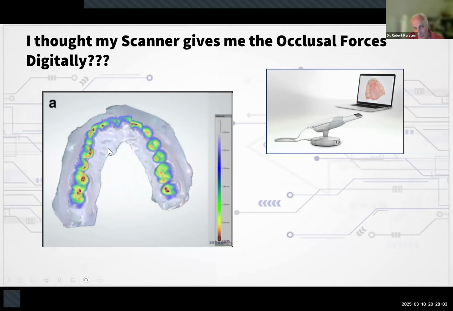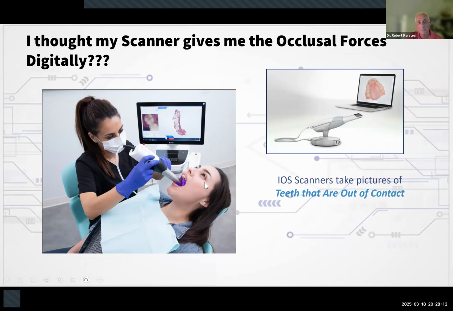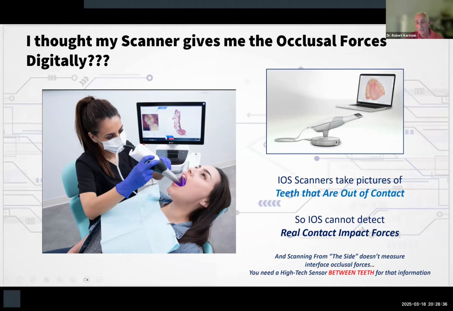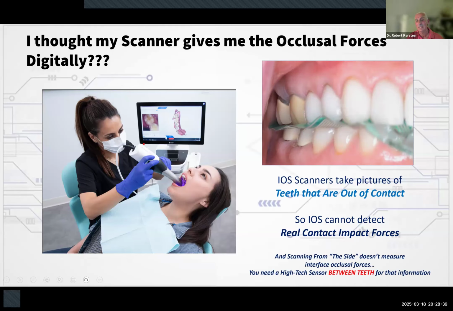But what's interesting about this whole thing is that people perceive these to be forces, but ask yourself logically, how do you capture scanner information? The patient's teeth are apart. Scanners take pictures of teeth that don't touch, right? And shooting from the side, putting them together, doesn't make you get forces from between the teeth. So intraoral scanners cannot capture real contact impact pressures because the teeth are apart. You're taking pictures of teeth that don't touch, right? You can't get that information that you need, force, time, and pressure, unless you put something between the teeth.